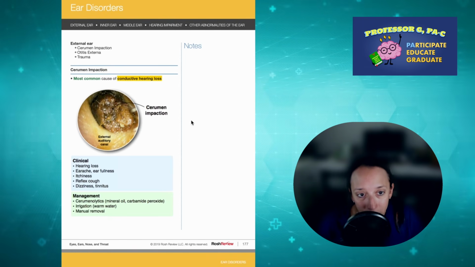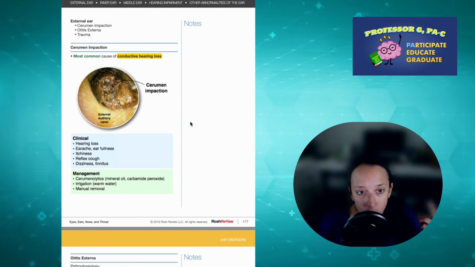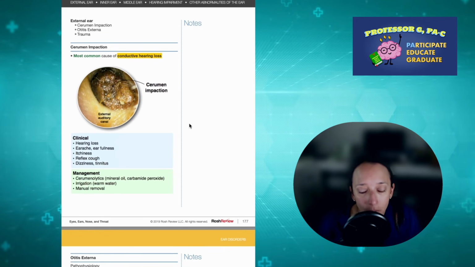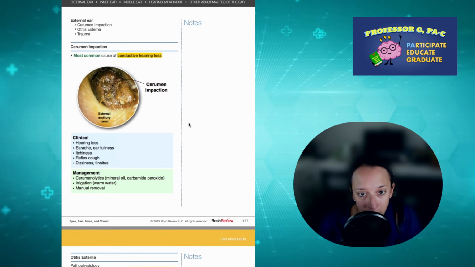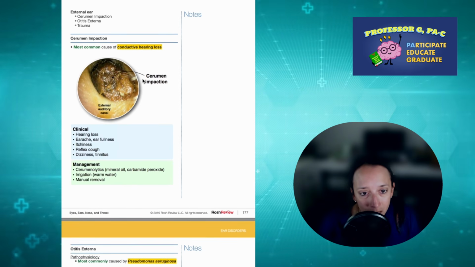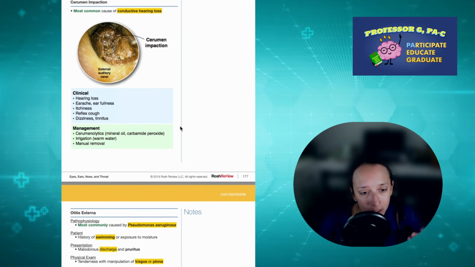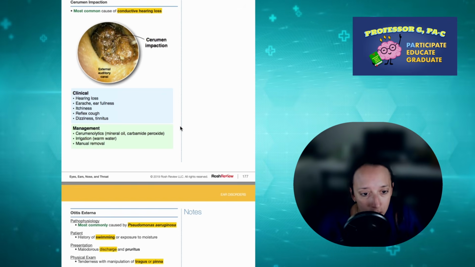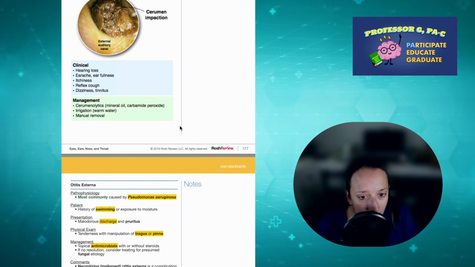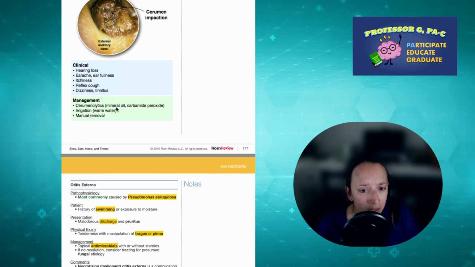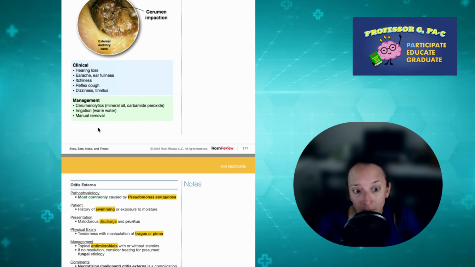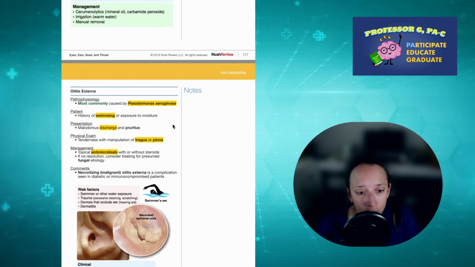We have the external ear. First, we're going to talk about cerumen impaction. So it's the most common cause of conductive hearing loss. We need to know our Weber and Rinne tests to differentiate conductive and sensorineural hearing loss. We're going to see cerumen in the external canal. They'll have ear fullness or hearing loss, itchiness, and we'll use cerumenolytics like Debrox or things like mineral oil or peroxide, or we can remove it via irrigation or manual removal.